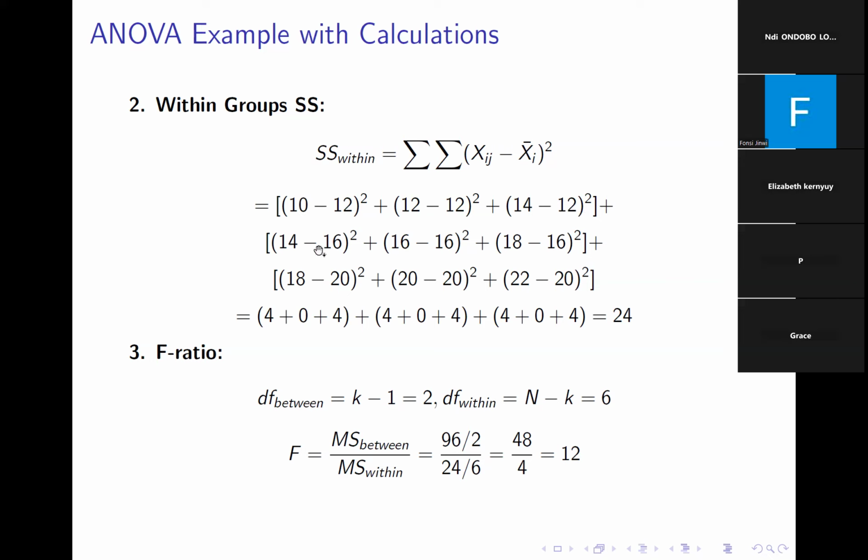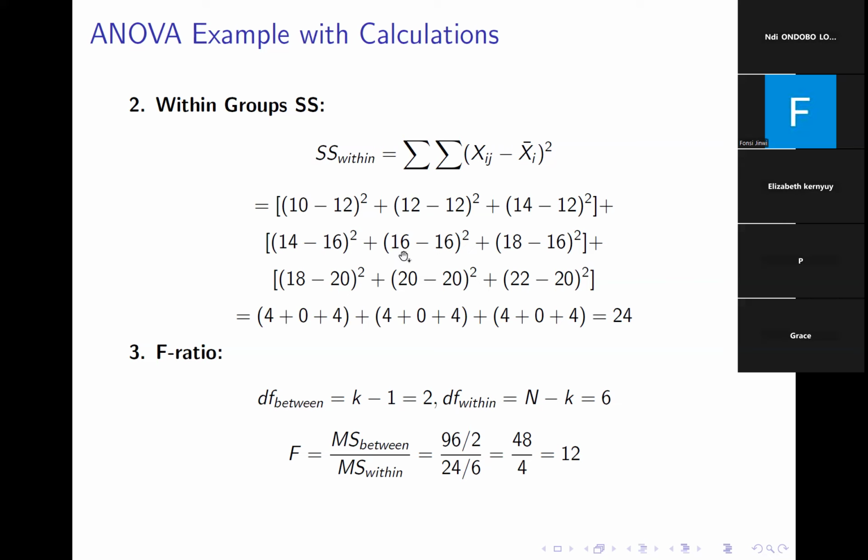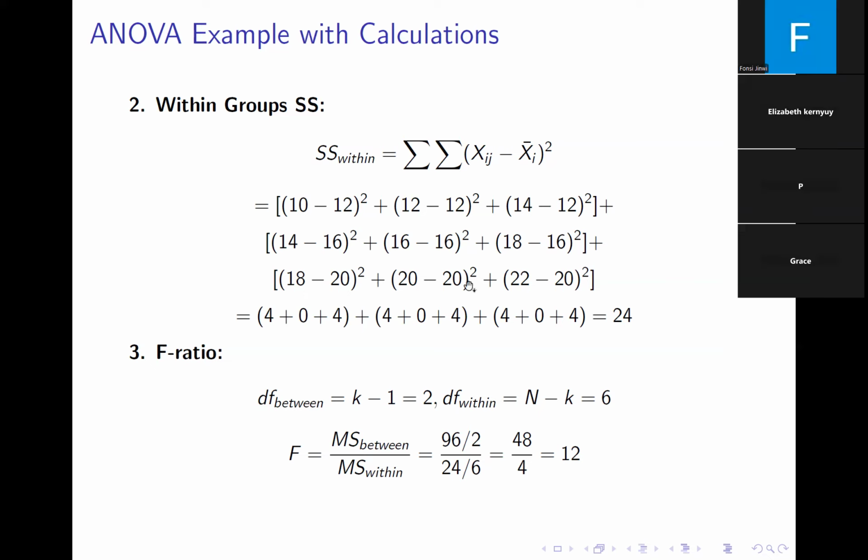And then you add that to the same thing for group 2. In group 2, the mean was 16. The members are 14, 16, and 18. So you do the same. And in group 3, you do the same. And then you add all of these, and it gives you 24.